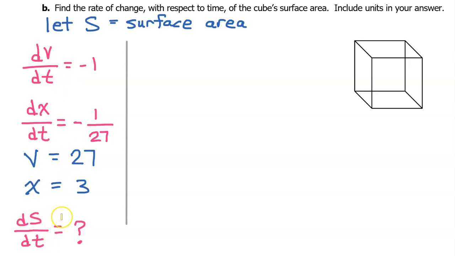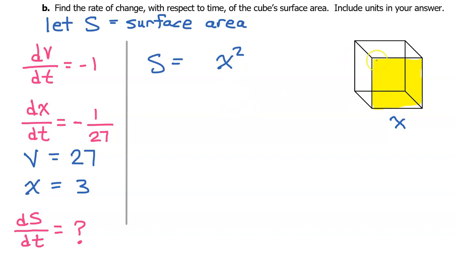We are looking for dS/dt. So we need a relationship involving the surface area. Well, what is the surface area? It's just the sum of the areas of all of the faces. So for example, if I pick this face, I know that the area of this is just the area of a square, and the side length is x. So the area of this face would be x squared. So let me start my formula. One face would be x squared for the area. And they're all the same because it is a cube.